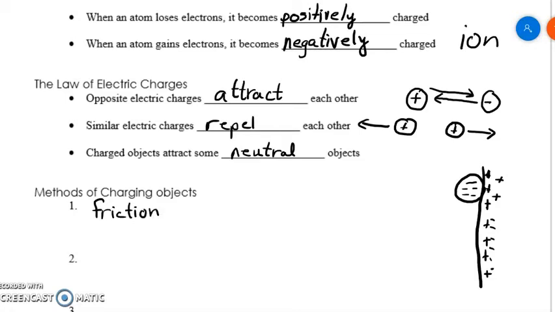So rubbing a balloon on your head, that would be an example of charging by friction. You are physically removing electrons from your hair and they're sticking to the balloon. Okay, so the balloon ends up with extra electrons on it. So that's friction. The second way is called conduction.